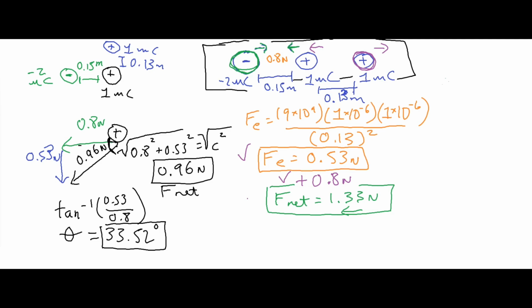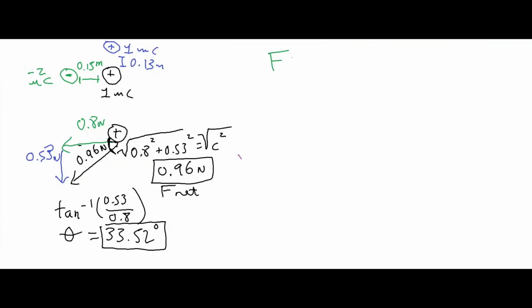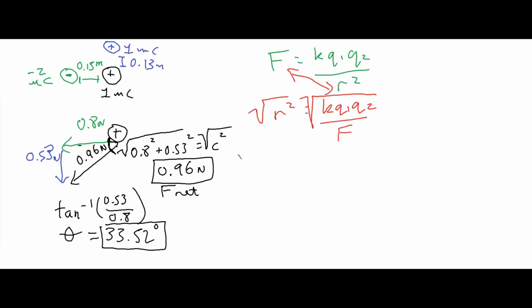As a last little tip, let me show you how to solve for R and Q. If you want to solve for R or Q, what you're doing is some cross multiplication, is the way I think about it. You cross multiply these, the R squared flips over here, and your F drops down there, and then you square root both sides. So if you want to find your R value, it's the square root of K Q1 Q2 divided by the force.